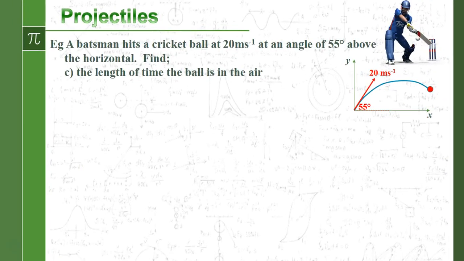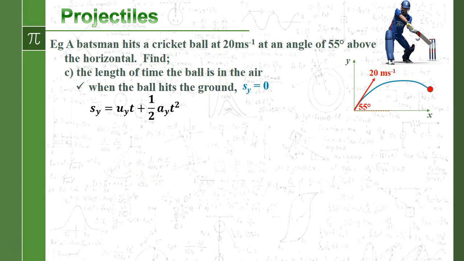Moving ever so swiftly on, we've got the length of time the ball is in the air. When the ball hits the ground, we know a certain fact: the vertical displacement is 0. So what we can do now is just plug that into the relevant equation. There it is. Let's stick 0 equal to 20 sine 55 times t minus half g t squared. That gives us a quadratic which we can solve in terms of t, which is what we're after.